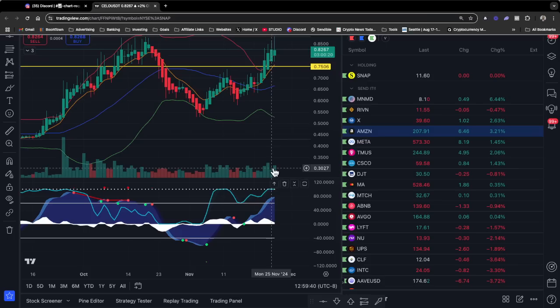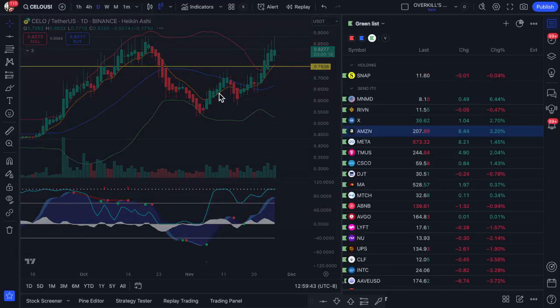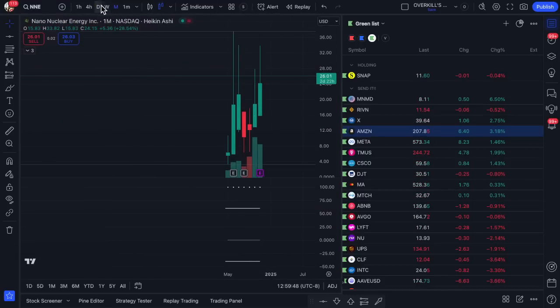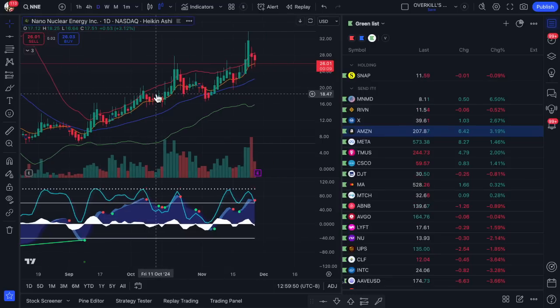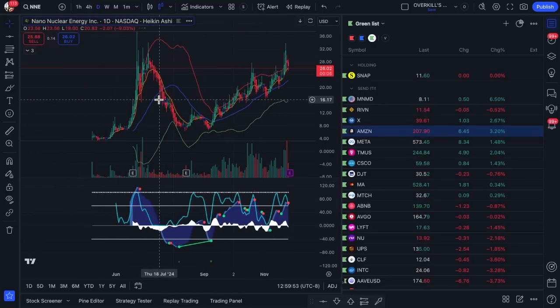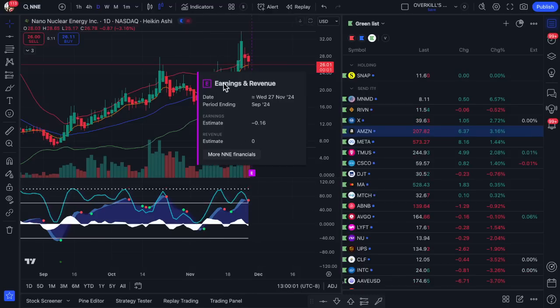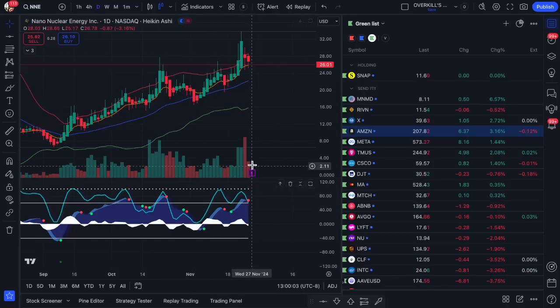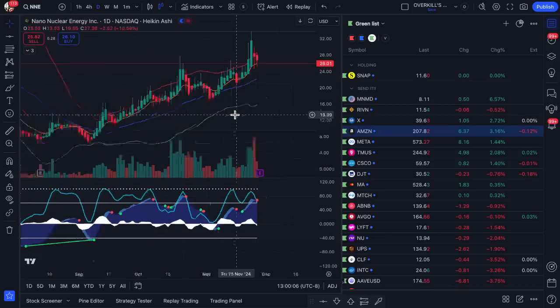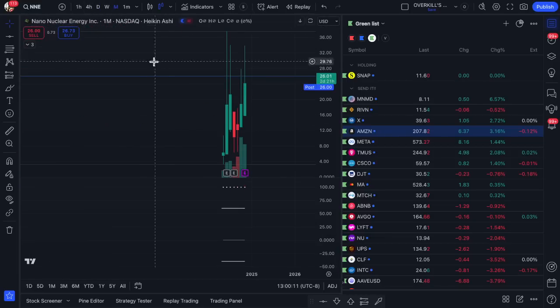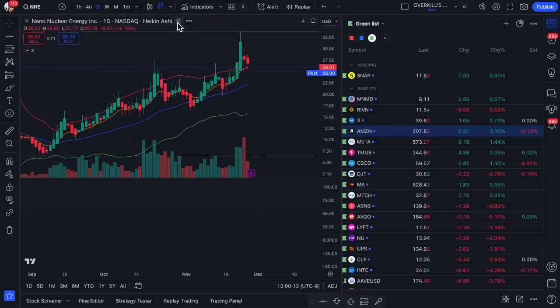Roku we covered, Pins we covered, NNE. Nano Nuclear Energy. Interesting. Okay, big green candles there on Nano. I don't think I have any nuclear energy names in my portfolio, so this is an interesting call out here. Looks like they got earnings coming up here tomorrow. So I never like to hold into earnings just because if they miss, right, the stock goes plummeting. If they beat, obviously it goes the other way. But this is an interesting stock here. I'm going to do some research on this one. I'm going to go ahead and add this one to my watch list. So I want to set up an alert on this one as well.